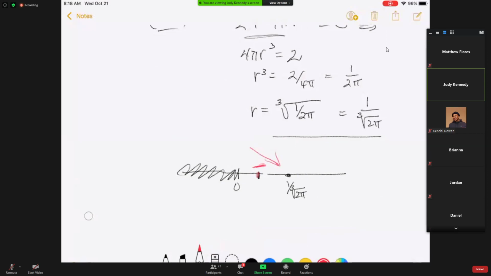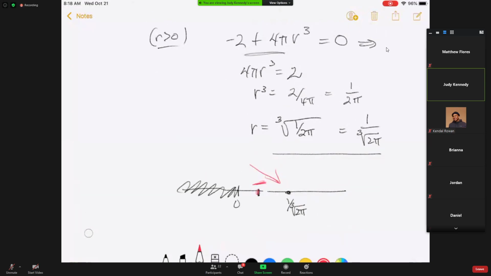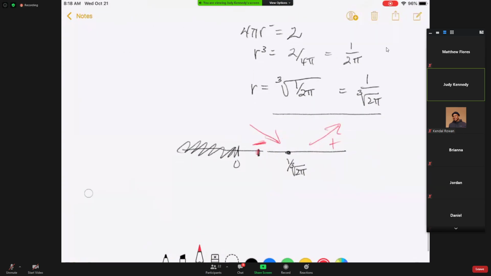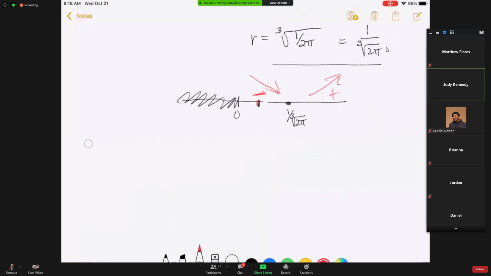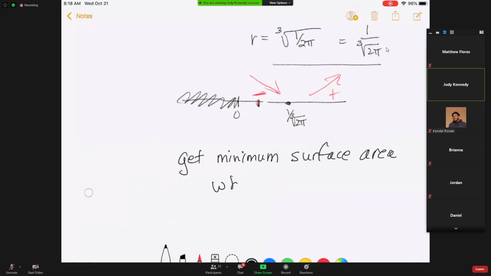Then it's easy to find a number that's bigger than 1 over the cube root of 2 pi. How about 10? If I put in 10 for r, that's going to give me a really big number for 4 pi r cubed, and so subtracting 2 makes it positive. Okay, it really is a minimum. So we get the minimum surface area when r is equal to 1 over the cube root of 2 pi.